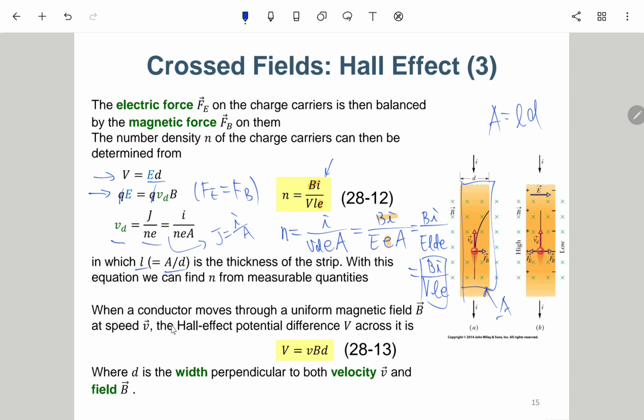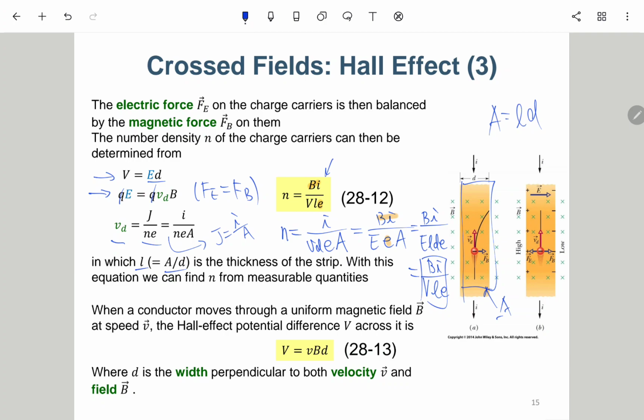And here we have a simpler, easier formula for us to use for the Hall effect. It says when the conductor moves through a uniform B field at speed v, the Hall effect potential difference V across it is V equals v times B times d.